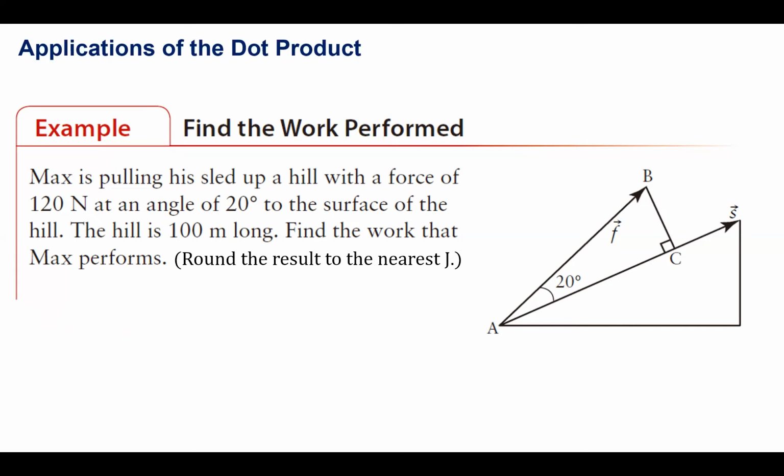For example, we can find the work performed using the dot product. Max is pulling his sled up a hill with a force of 120 newtons, at an angle of 20 degrees to the surface of the hill. The hill is 100 meters long. Find the work that Max performs. Round the result to the nearest joules. Okay, I'll give you 2 minutes to have a look at this problem by yourself.